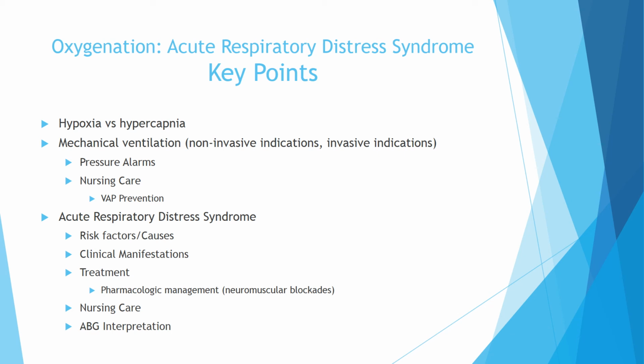So your key points. So hypoxia versus hypercapnia. So hypoxia, that's the low PaO2. So that's the arterial O2 levels.